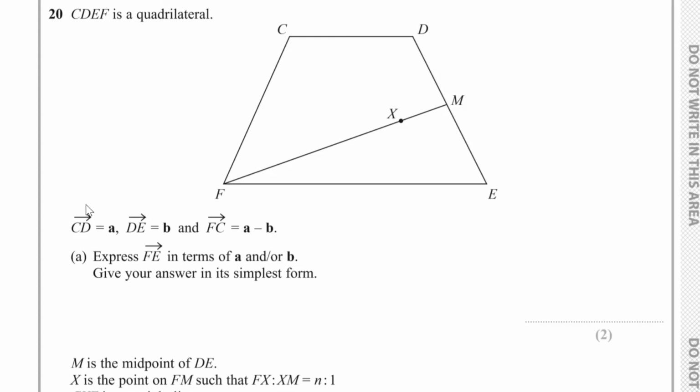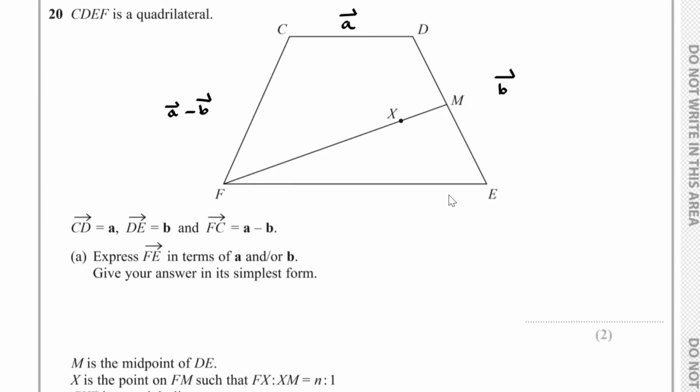Question number 20. CDEF is a quadrilateral, as we see over here. CD, that's equal to the vector A, so let's just add this to the diagram. DE, that's equal to the vector B, so that's B over here. And FC, that's equal to A minus B. We have to express FE in terms of A and or B.